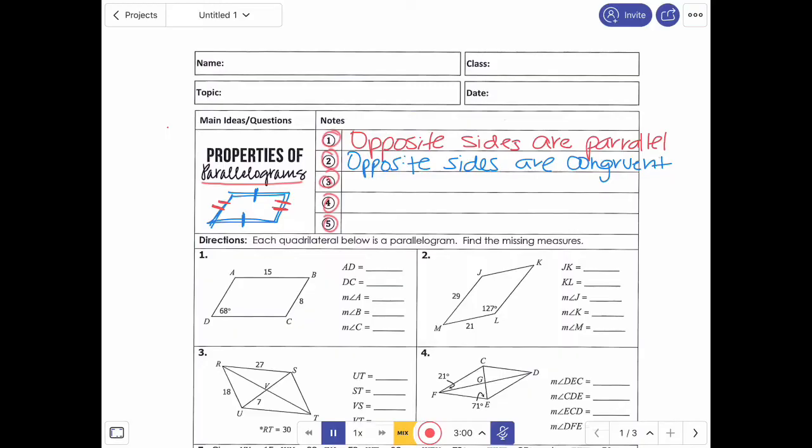Property number 3, opposite angles are congruent.